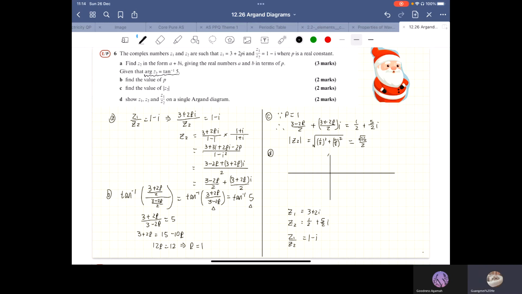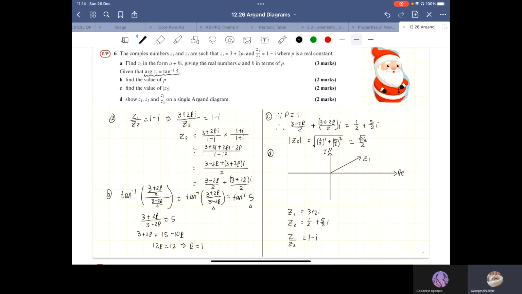So do you remember in the Argand diagram what is on the x-axis and what is on the y-axis? On the y-axis are imaginary numbers, and on the x-axis are real numbers. Excellent. So our Z1 will be something like this. That is our Z1. Just drawing a really rough sketch.